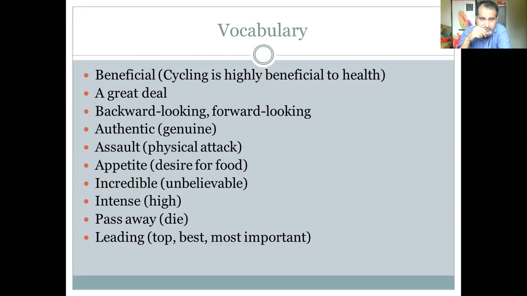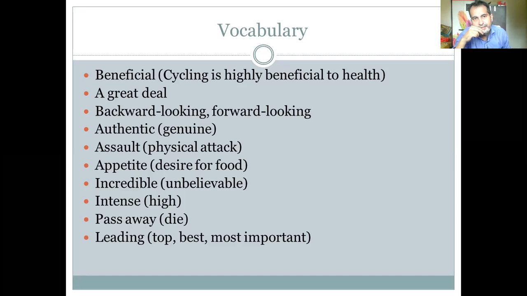Next word, authentic. Very common word, very important word, authentic. Authentic means real or genuine or true. For example, I can use this in sentences like, I have got the news from an authentic source. That means I have got this news from a genuine source. That is, my information is not false. I have got it from a reliable source. So authentic means genuine or reliable or true.